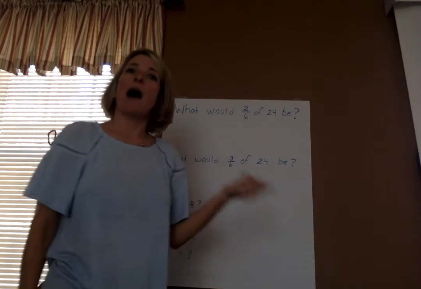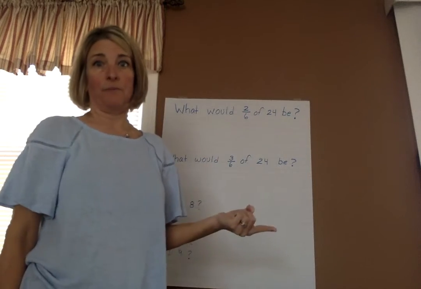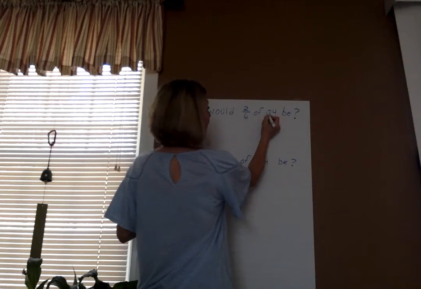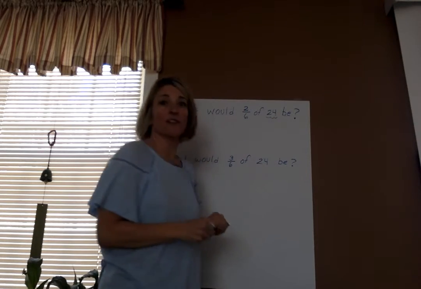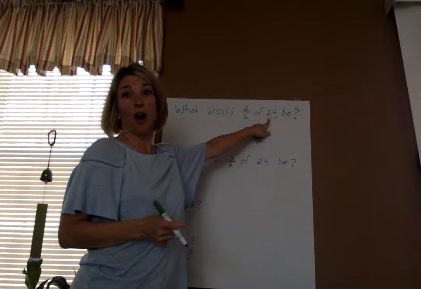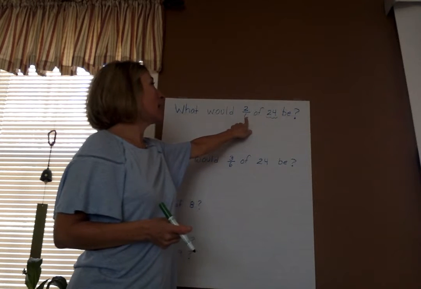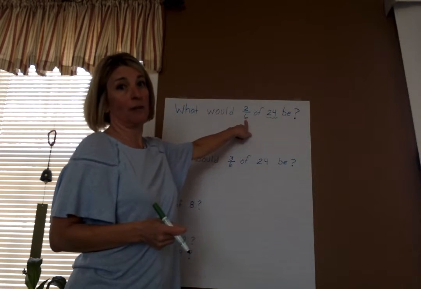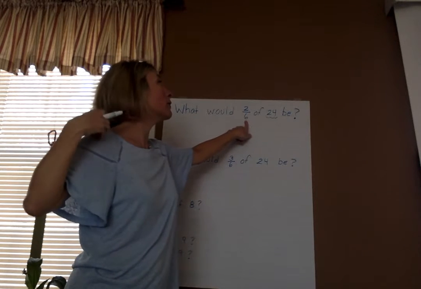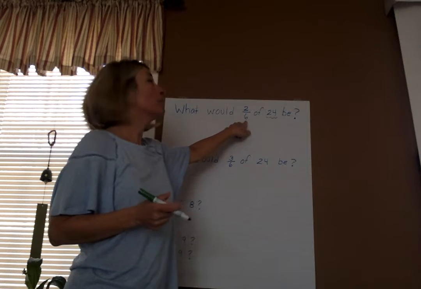Okay, so think, how many are in my total set? How many are in all? So if you said 24, you're 100% correct. So the first thing I'm going to do is I'm going to draw my array with 24 dots in it. But don't forget, I got to help myself by using my denominator. I'm going to make the dots go 6 across. So that way when I go to break them up into groups of 6, it helps.